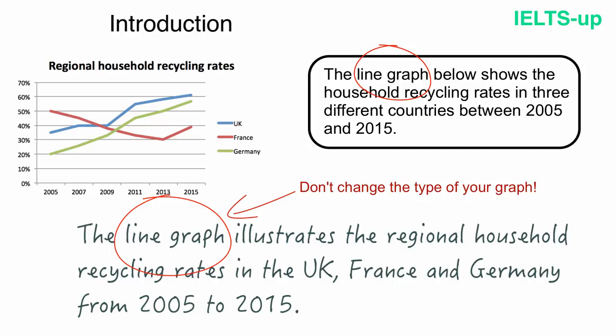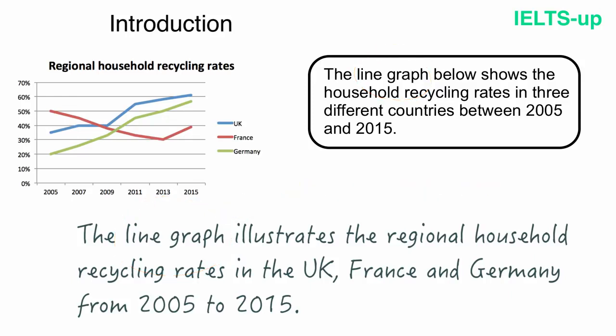So, if you have a table, keep the table. If you have a bar chart, keep the bar chart. And if you have a diagram, keep the diagram. I had the line graph, I did not change it, and after that comes the verb.